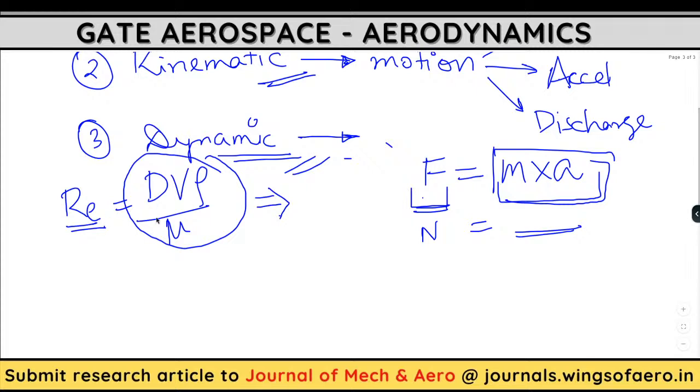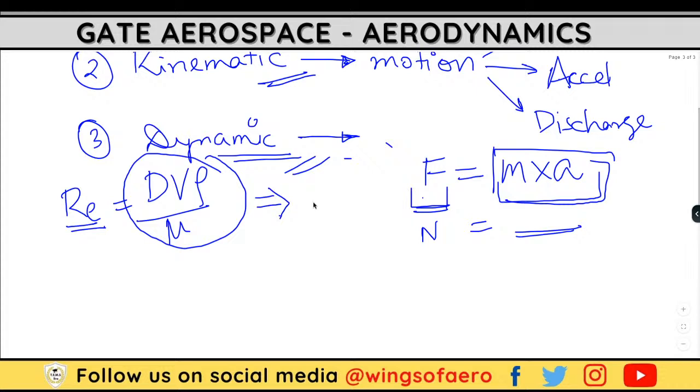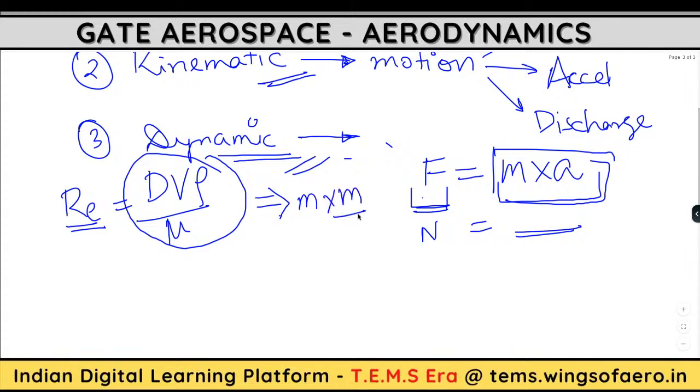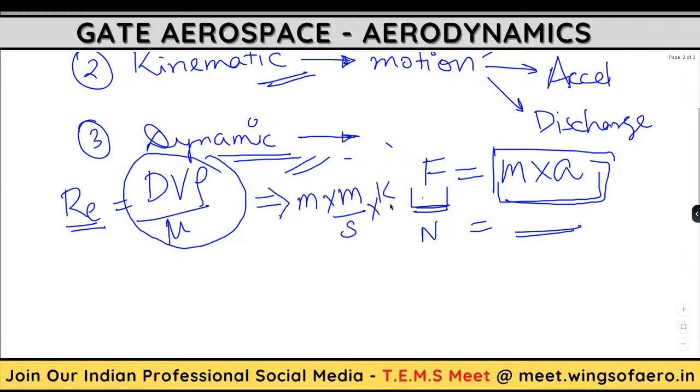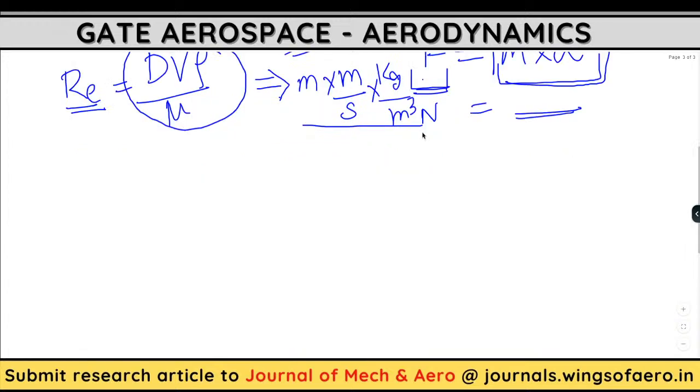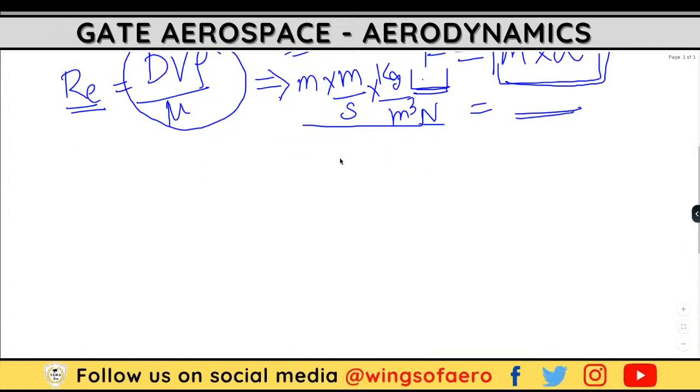The Reynolds number equals d V rho by mu. Now I know all the units over here. The unit of d, the diameter, is meter. The velocity is meter per second. The unit for rho is kg per meter cube. Then mu is Newton second per meter square.